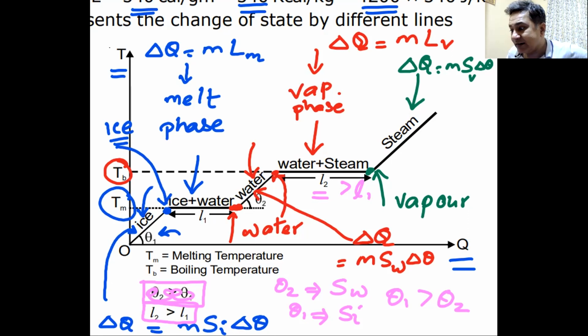Why is this more, why is this less? Because it will take more heat for water to convert into vapor. It will take less heat for ice to convert into water, because latent heat is different. Latent heat of ice is 80 calories per gram. Latent heat of vaporization of water is 540 calories per gram. So these are the things that you should remember.